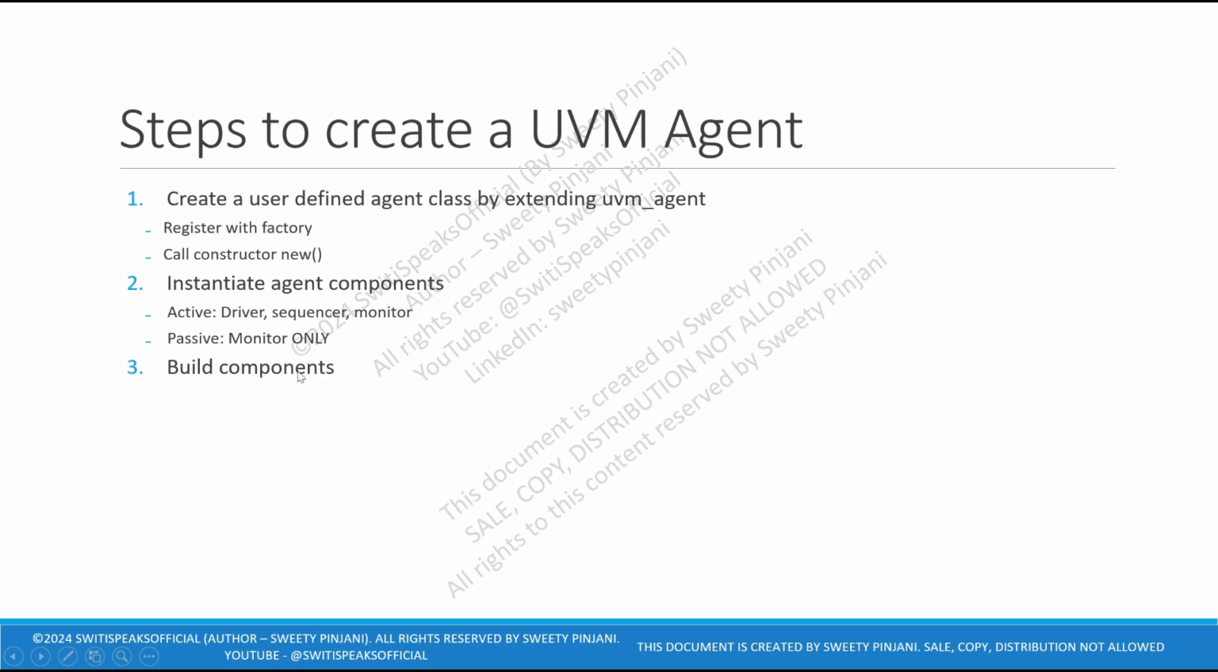Then you need to build the components depending on the agent type. Again, if it is an active agent, you will have sequencer, driver, monitor. If it is a passive agent, you will have only monitor. Depending on the agent type, you will build the components in the build phase. Then finally, you will have the connect phase to connect your components. Now let us understand the code for each and every step.